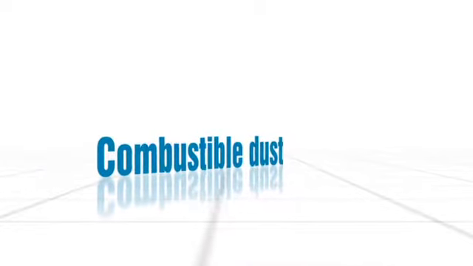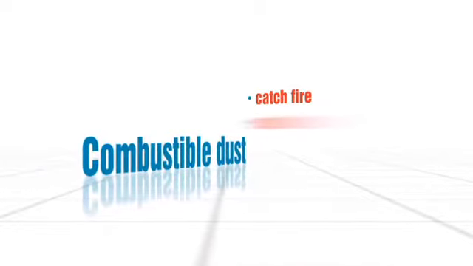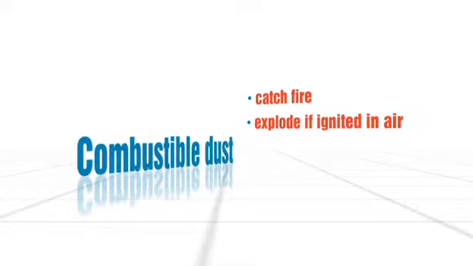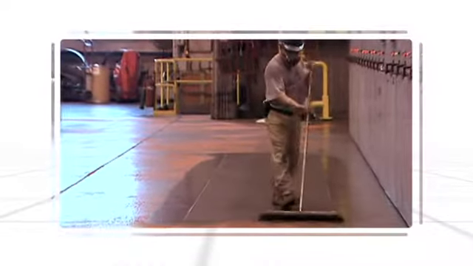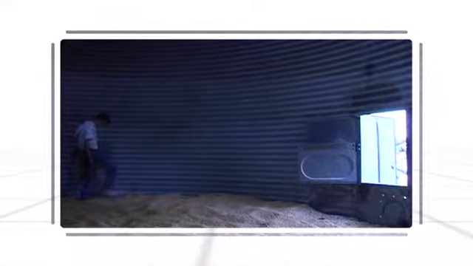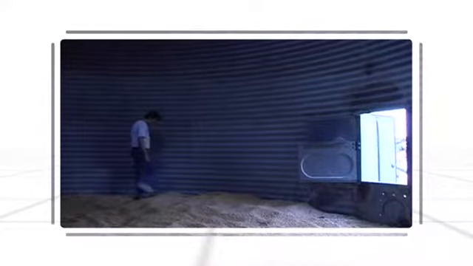Combustible dust is a finely divided solid material that can catch fire or explode if ignited in air. Examples include metal dust, such as aluminum and magnesium, wood dust, coal and other carbon dusts, plastic dust and additives, biosolids, other organic dust such as sugar, flour, paper, soap, and dried blood, and certain textile materials.